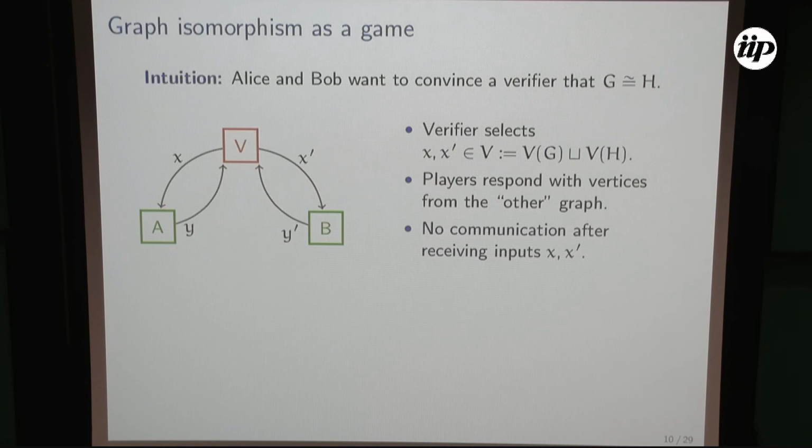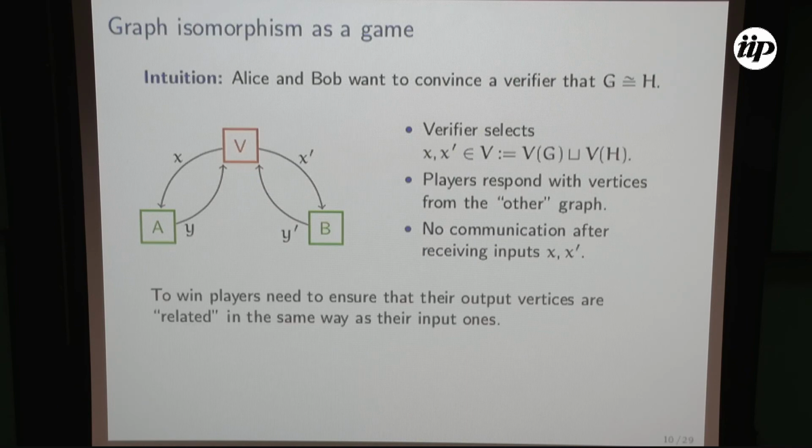Of course, Alice and Bob can't talk to each other after they've gotten this X and X prime. And here's the winning rule. In order to win, they need to ensure that the relationship between the G vertices of the two players is the same as the relationship between their H vertices. Remember, every player had one vertex from G, one from H. This relationship could take one out of three different values. The vertices could be adjacent, they could be distinct non-adjacent, or they could be the same. So for instance, if X and X prime were two vertices from H that were distinct non-adjacent, then in order to win, Alice and Bob need to respond with Y and Y prime from G that are also distinct and non-adjacent. Any questions about the game?